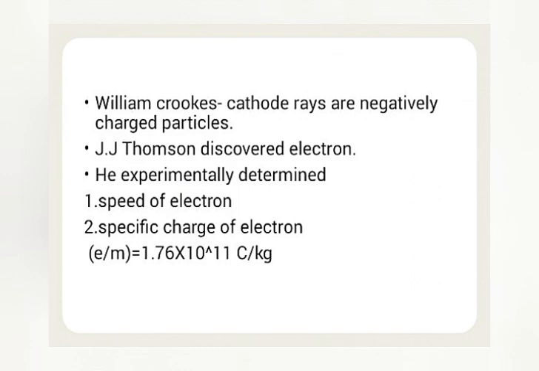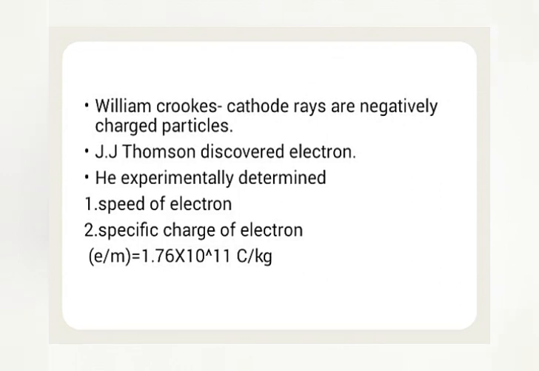He also experimentally found the speed of the electron and the specific charge of the electron. Specific charge of the electron is the charge to mass ratio of the electron. It is found to be 1.76 × 10^11 coulomb per kg. As you know, coulomb is the SI unit of electric charge and kg is the SI unit of mass. He also suggested that electrons are fundamental and universal constituents of matter. So remember this point.